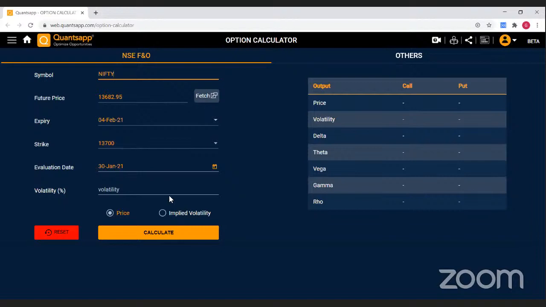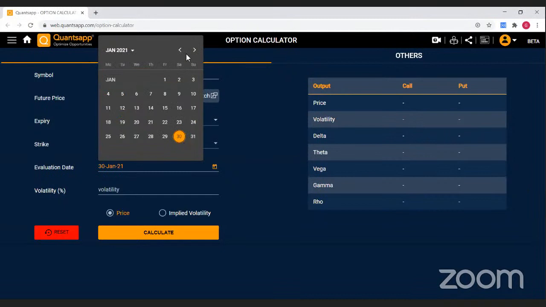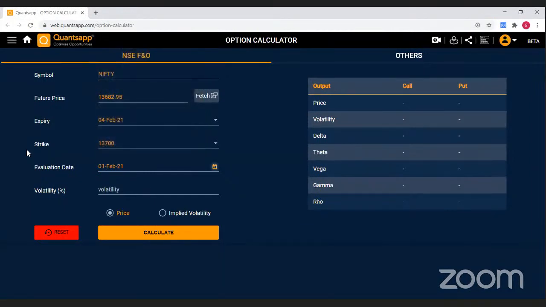Now what we are trying to do, that today is 30th, that is Saturday, and suppose on Monday 1st, I want to see the prices. Now just understand that I'm evaluating a call and a put option premium based on the volatility for the expiry of 4th of February on the date of 1st Feb. I will repeat one more time, I'm evaluating call and put premium based on the implied volatility, for the expiry of 4th of February. And the date on which I'm evaluating the prices is 1st of February.